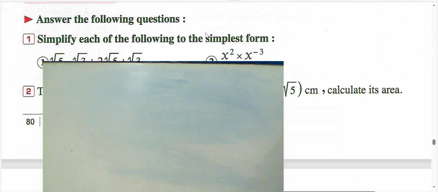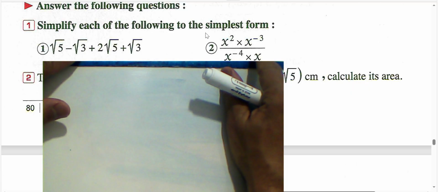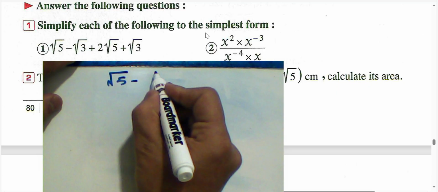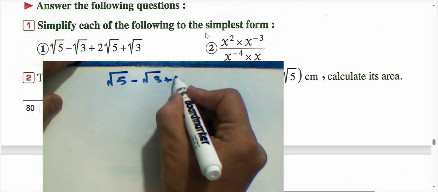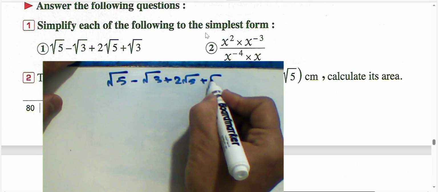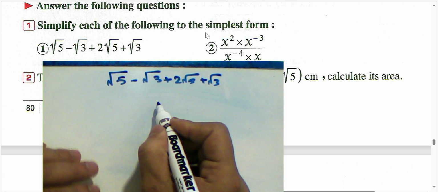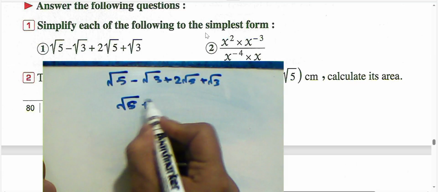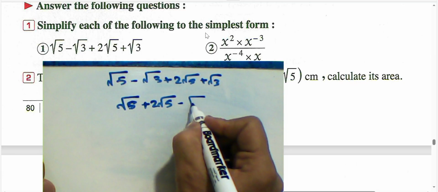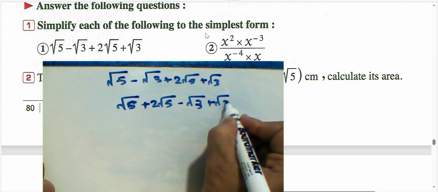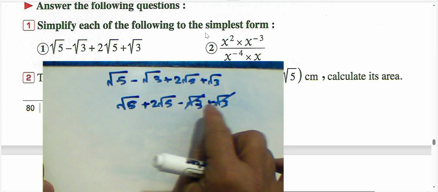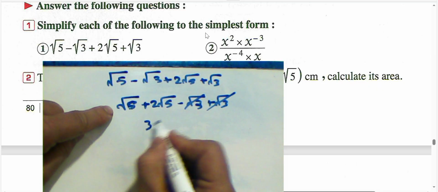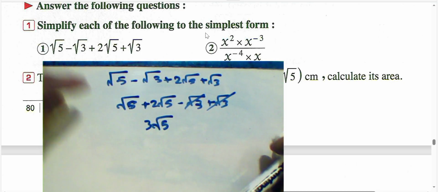Second, simplify the following to the simplest form. We have root 5 subtracted by root 3 plus 2 root 5 plus root 3. We can simplify it using the commutative and associative properties. You can write root 5 plus 2 root 5, subtract root 3 plus root 3. We have the additive inverse: root 3 and negative root 3, the summation of them equals 0. Root 5 plus 2 root 5 equals 3 root 5. The answer here will be 3 root 5.